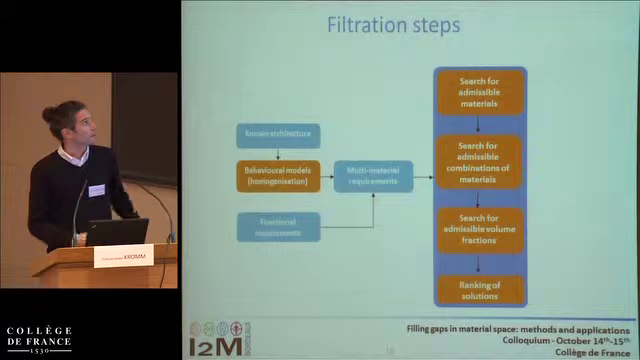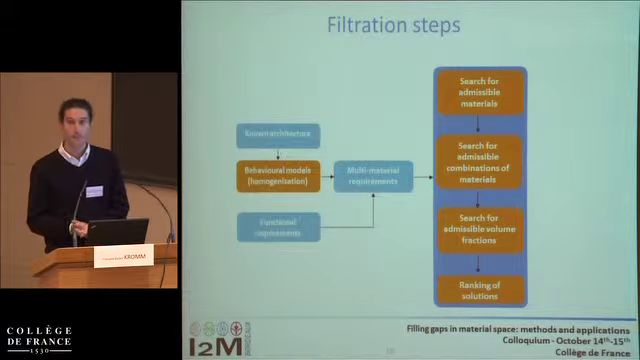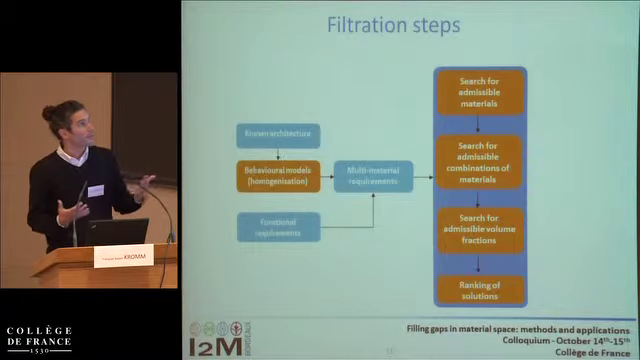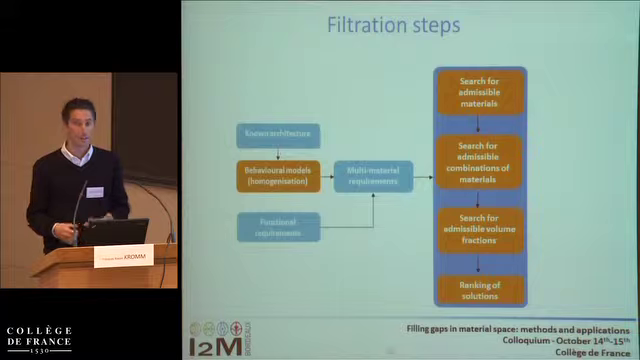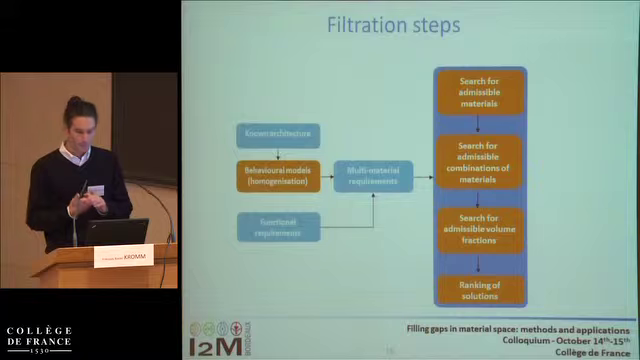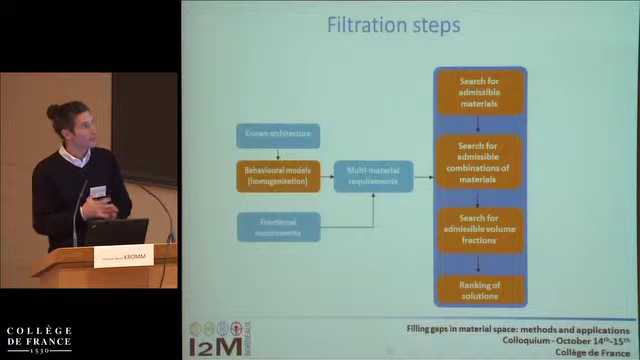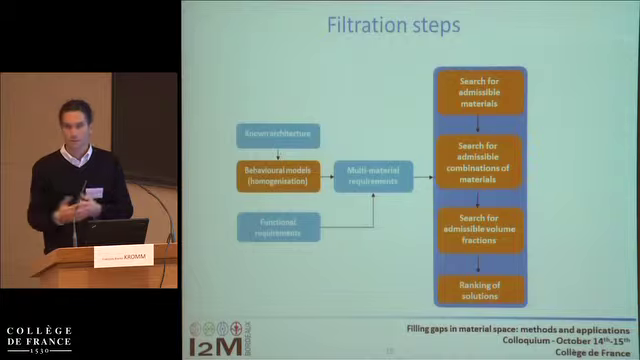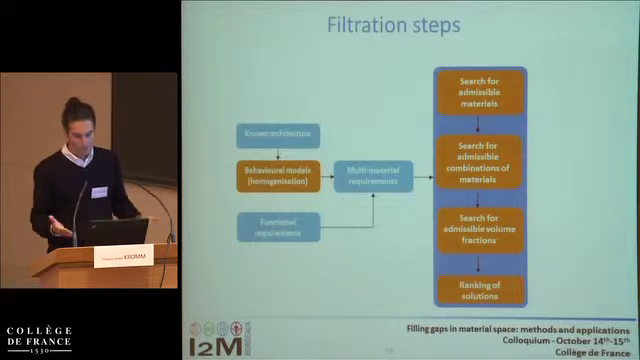So in this case, as we know the architecture, we can find behavior models for the multi-materials. And thanks to functional requirements, we can define requirements for the multi-materials. The different steps of the filtration will consist in first searching for possible materials for the components, then searching for possible combinations of materials, and then seeing in these possible combinations if we can find possible volume fractions to fulfill all the requirements. Then we'll proceed to the ranking of the solutions.